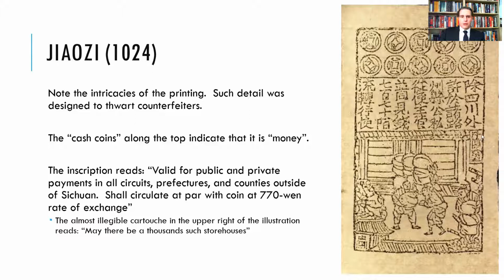building in the illustration panel, which reads, "Valid for public and private payments in all circuits, prefectures, and counties outside of Sichuan. Shall circulate at a par with coin at 770 yen to a rate of exchange." This small cartouche in the bottom corner of the illustration simply says, "May there be 1,000 such storehouses." And you can see that this is supposed to represent the idea that there are physical goods that underlie this currency, and that this piece of paper is equivalently exchangeable for the metallic coins that people had grown accustomed to using over the prior 15 centuries.